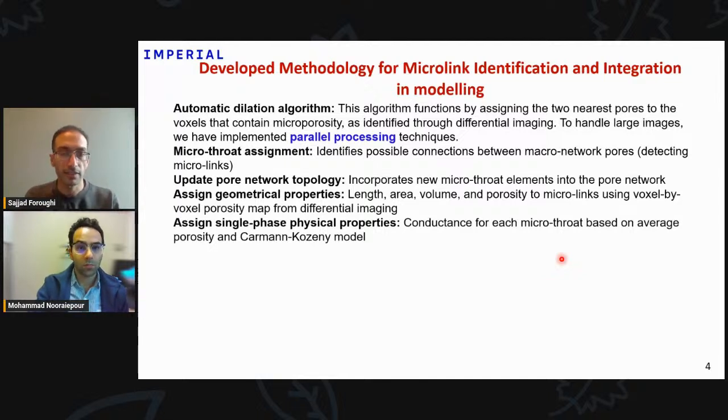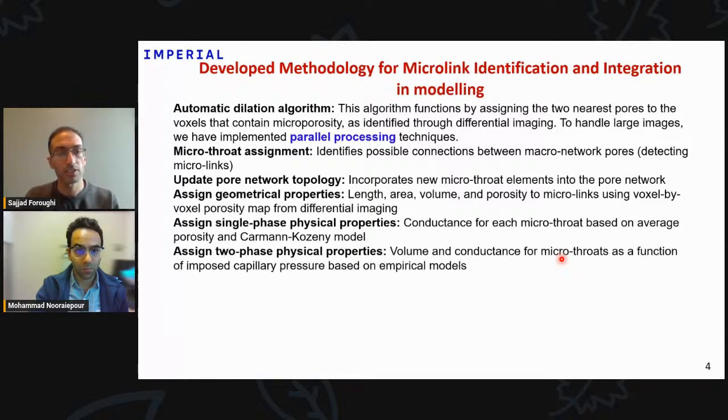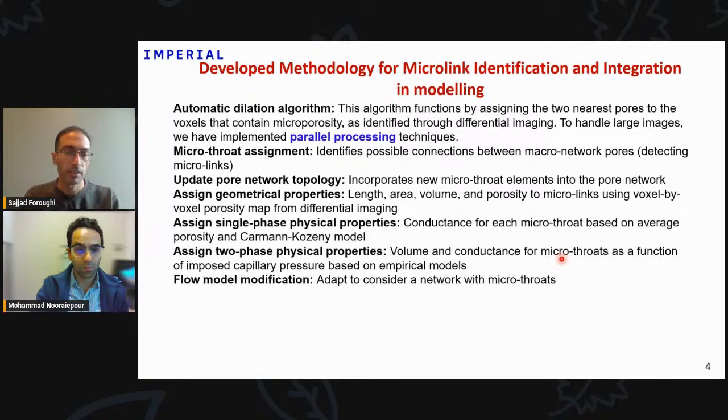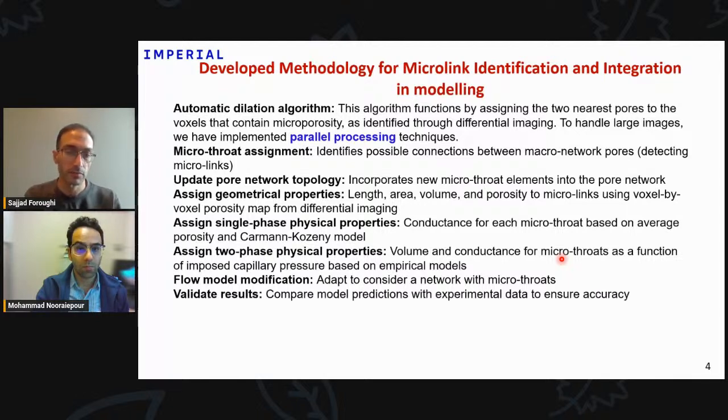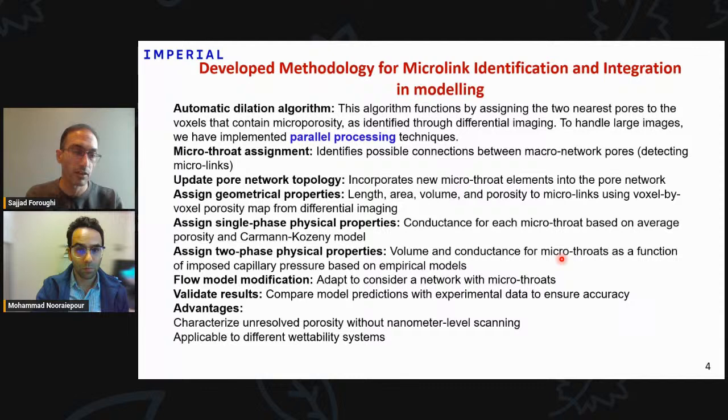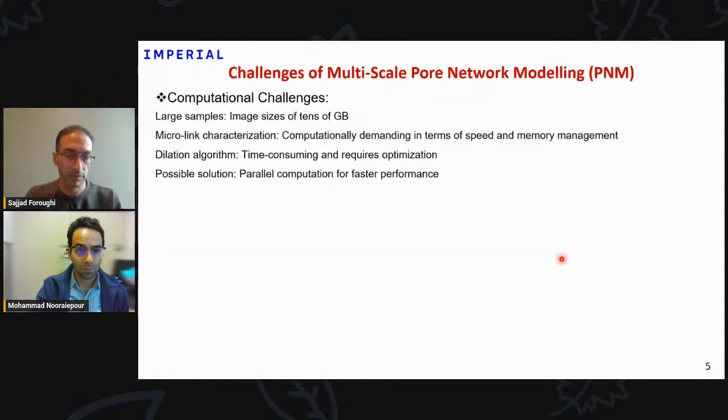Then we assign the single-phase properties. For single-phase properties, I mean conductance and permeability, we use the Kozeny-Carman equation. And for the two-phase properties that we require for the microlinks, we use an empirical model to assign saturation, conductivity, and capillary pressure. After this, we need to modify our flow model to include these new microlinks, and then we validate our result against the experimental result that we have.